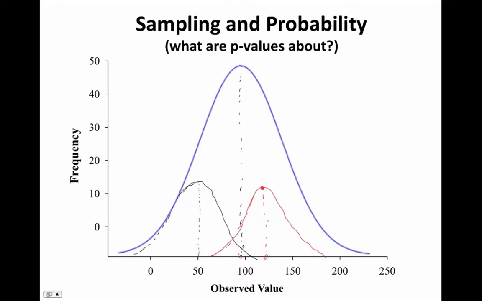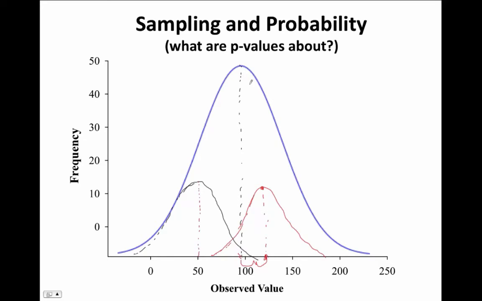So again, the p-value then is the probability that a sample collected, is the probability of collecting a sample from a population and attaining a mean that is this different from the true population mean.